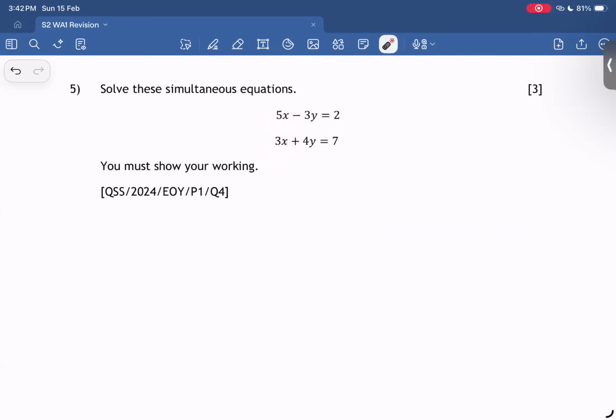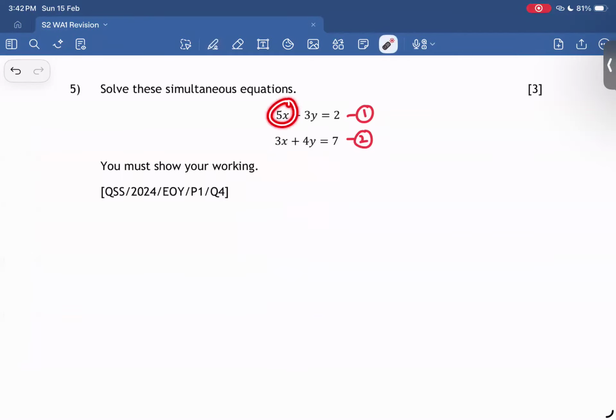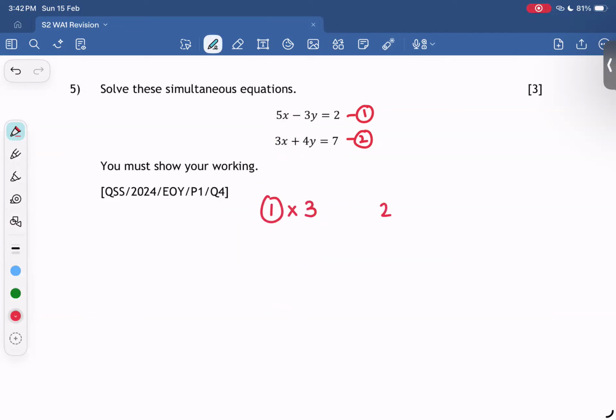Let me label the equations first: equation 1, equation 2. Let's take a look at the x. It's 5x and 3x. So what can I change both of them into? I hope you realize that both of them can be converted to 15x. So the first equation, we will multiply by 3, and the second equation, I will multiply by 5.